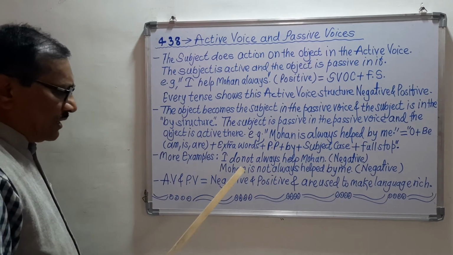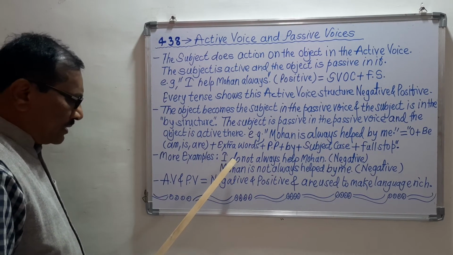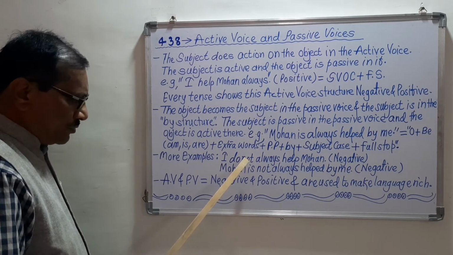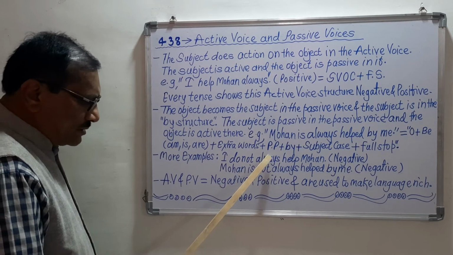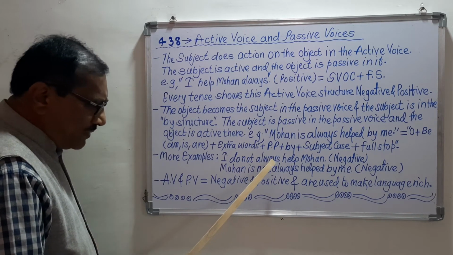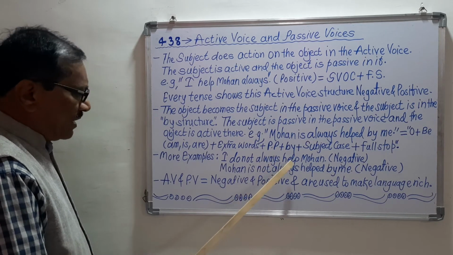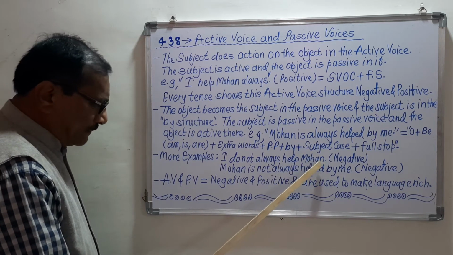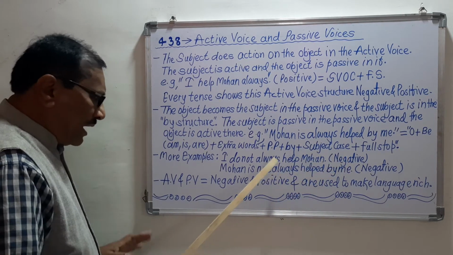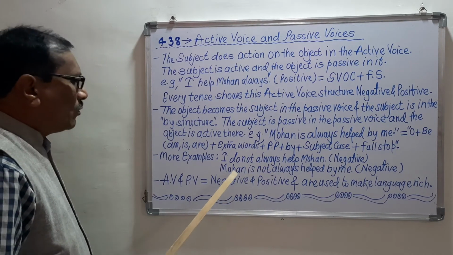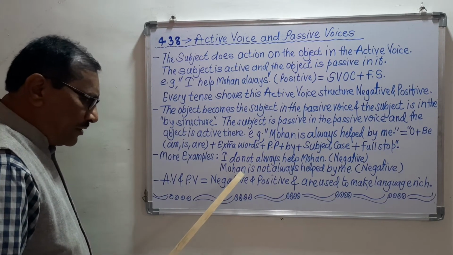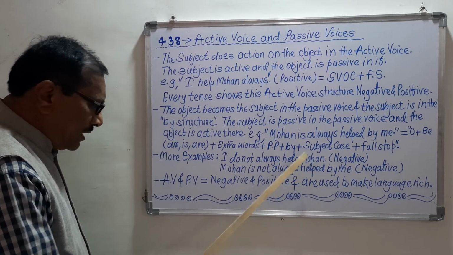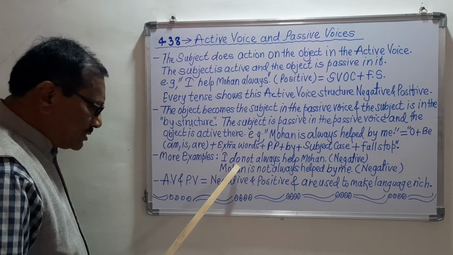Remember, here I will tell you that this is the subject, then "do not" has been taken for making the negative active voice. "Always" is the extra word, that is the complement, the helping word there. "Help" is the main verb there, and "Mohan" is the object there. Now this is the negative active voice sentence. Now I have made the passive voice, and I have taken this Mohan here.